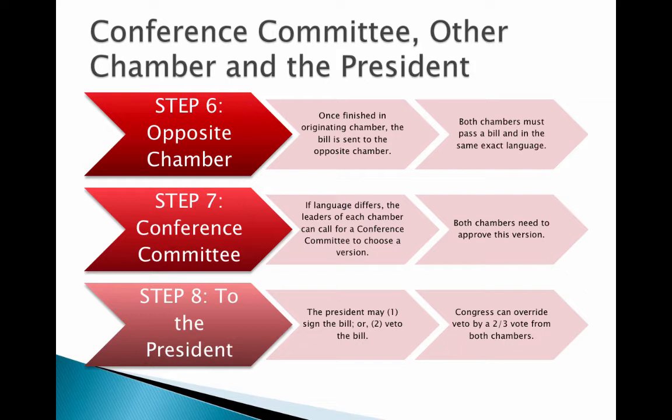And the president has essentially 2 options. The president may sign the bill, or the president can veto the bill. And Congress can override the veto by a 2/3 vote from both chambers. This is rare, but it has happened. It only happened to President Obama once, but it happens to presidents from time to time. That said, there is something called a pocket veto that we'll talk about when we talk about the presidency.